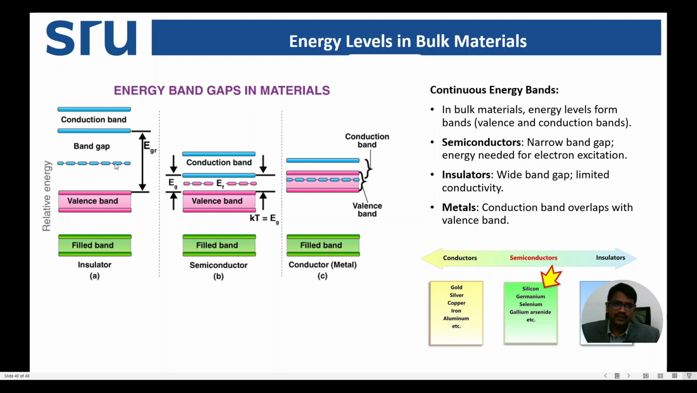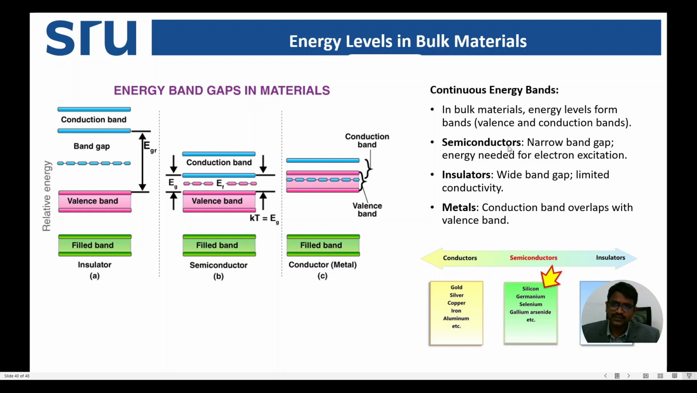I already told you how a band can be formed. A band is nothing but a cluster of energy levels. Here you can see continuous energy bands. In bulk materials, energy levels form bands. This is important: energy levels form bands, whether it is the valence band or the conduction band. Any band is formed due to the energy levels.